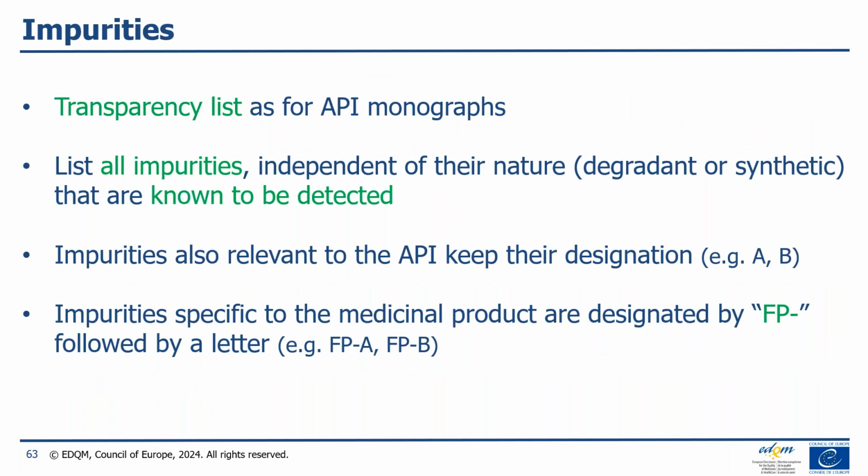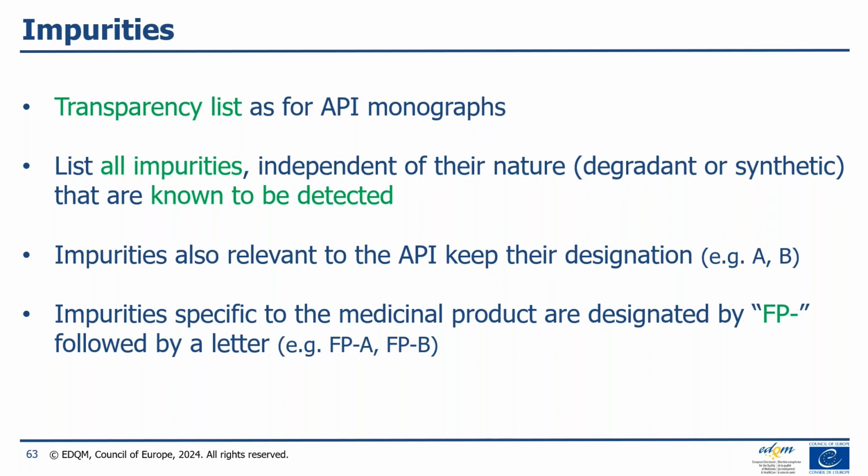We also have a transparency list of the impurities, the same as in the active substance monograph. We list all impurities independent of their nature, so both degradants and synthetic, if they are known to be detected by the analytical procedure given in the monograph. Impurities that are relevant to the active substance, so the common ones, keep their designation, so impurity A, impurity B, and so on. But impurities that are specific to the medicinal product only will be designated by FP followed by the letter, so it will be FPA, FPB, and so on.